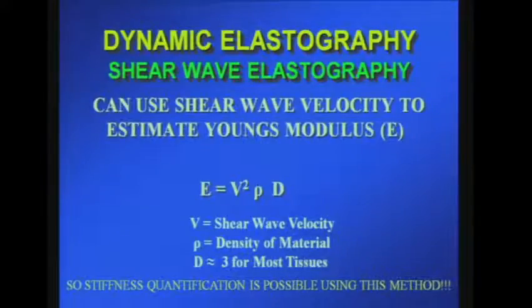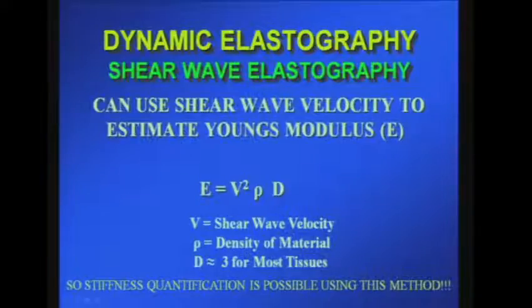So how do you relate the speed of a shear wave to the tissue stiffness? Well, it's a fairly simple equation for simple materials. Here you have the shear wave velocity or speed. The square of that times the density of the material times a d factor gives you the Young's modulus, or tissue stiffness. If you don't have the d factor, then you get the shear modulus, which is also a good indicator of tissue stiffness. But most people have gotten used to the Young's modulus.